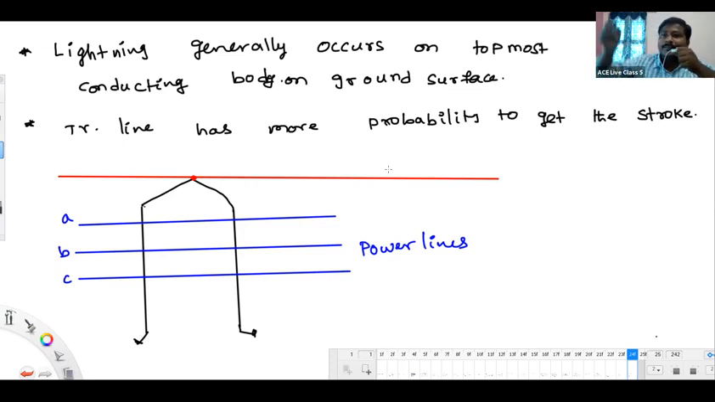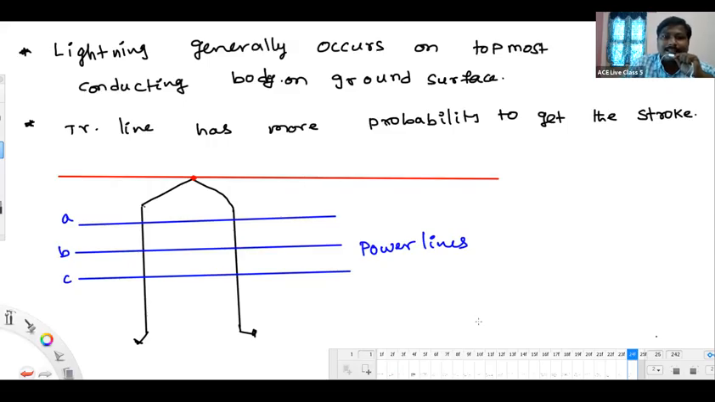Now tell me, if there is any lightning stroke released by the cloud, lightning stroke coming from the cloud, is it going to be attacked onto this dummy wire or on the power lines? On what is that lightning stroke going to be attacked? Is it on the dummy wire? Yeah, on the dummy wire, obviously.